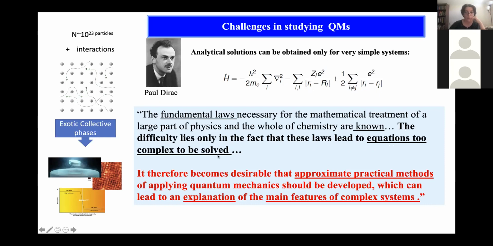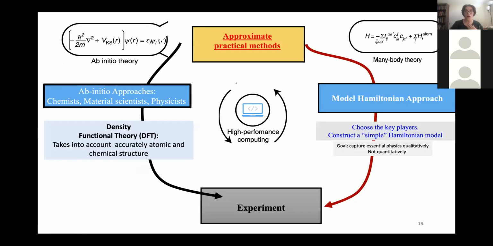As pointed out by Paul Dirac, he said that it is very desirable that we construct approximate practical methods that we can apply to this quantum mechanical equation that would allow us to get some explanation and understand the main features of complex systems. Over the last several decades, numerous computational methods have been used as practical approximate methods to solve the Schrodinger equation.